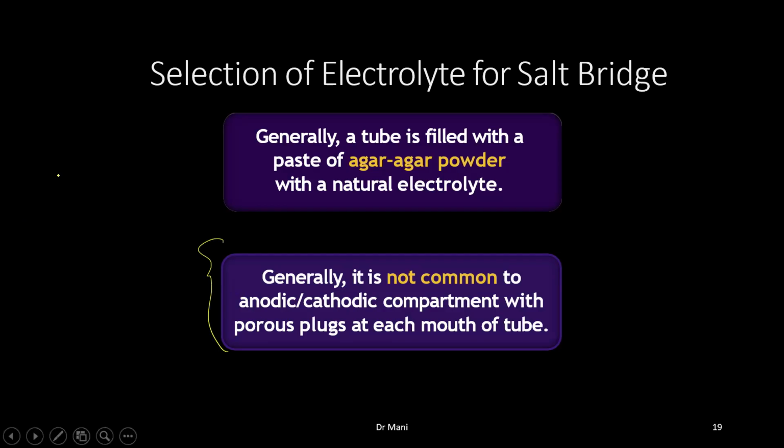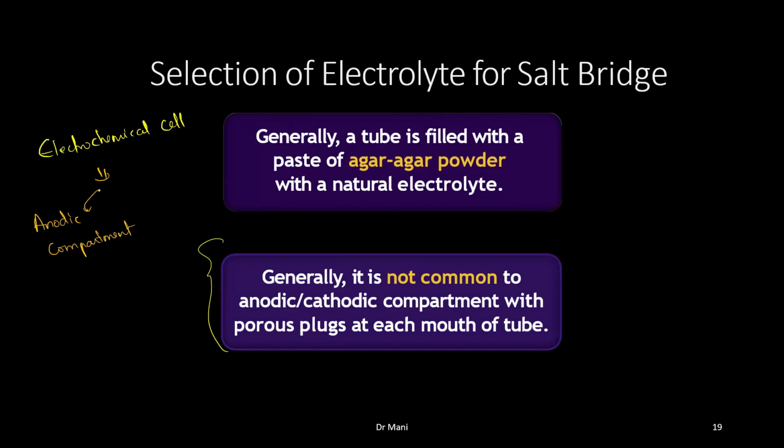Suppose you are taking an electrochemical cell, a Daniel cell. This electrochemical cell contains the anodic compartment, that's nothing but the anode of the cell, and it contains the cathodic compartment, that means the cathode of the cell. So typically they should not be mixed up, that we saw.